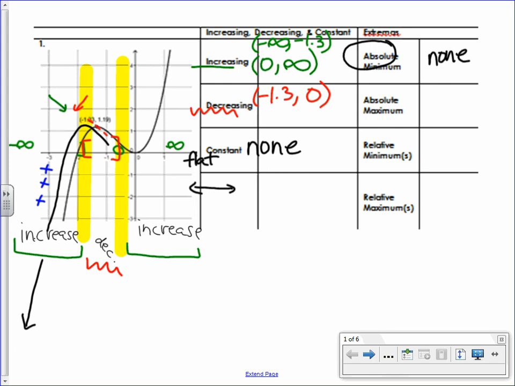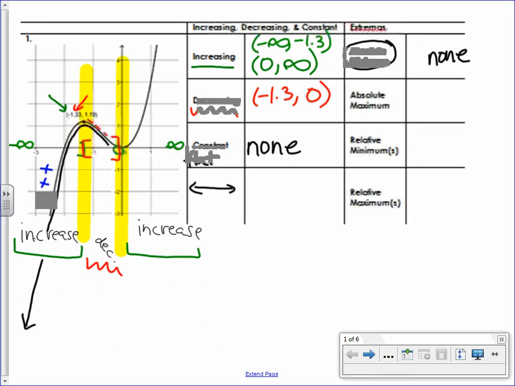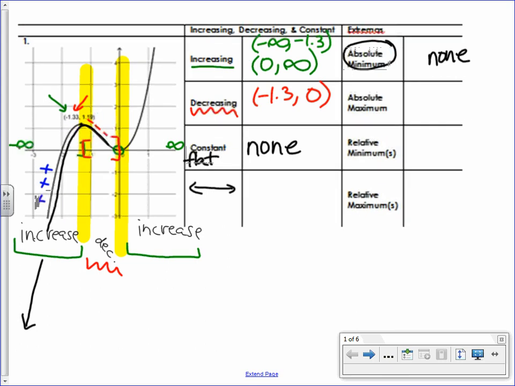Now, if I'm talking absolute maximum, as this graph goes up, is there a value where it is the absolute highest value? Well, for this one, it actually goes up to positive infinity. And infinity is not a number, so I know there is no absolute maximum that I've got here.